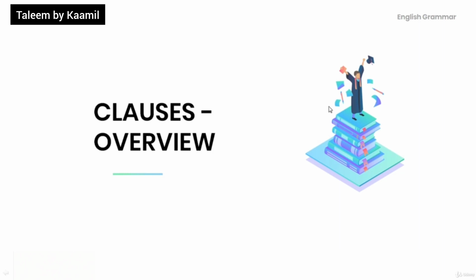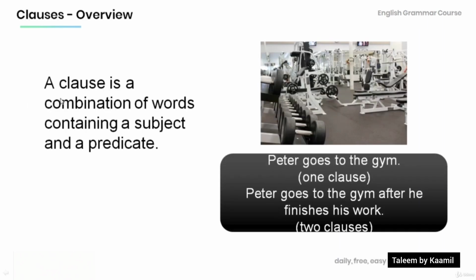Let's get started. Now, a clause is a combination of words containing a subject and a predicate. Have a look at the examples over here. Peter goes to the gym. Now this is one clause. Peter goes to the gym after he finishes his work. Now there are two clauses in the sentence. Peter goes to the gym and he finishes his work.